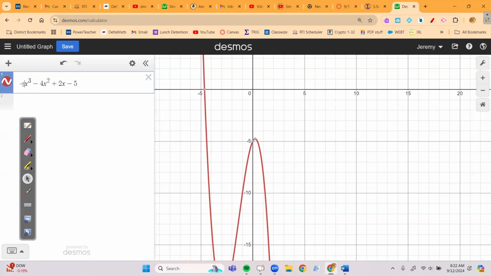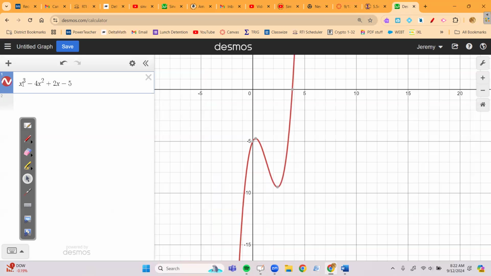Let me take the negative off again and let's look at that graph. Do you see how it starts low, comes up, and it ends high? It starts low and it ends high. That's called end behavior. When we talk about the end behavior of a polynomial graph, we're studying what it does as x goes forever to the left, and what it does as x goes forever to the right.